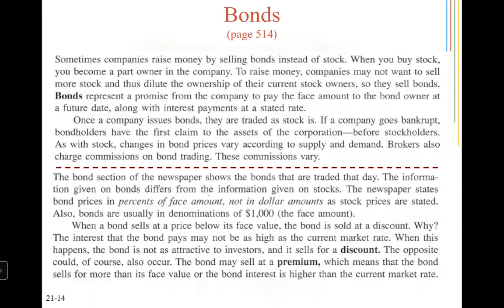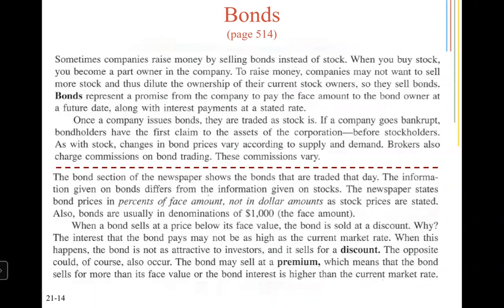Why? The interest that the bond pays may not be as high as the current market rate. When this happens, the bond is not as attractive to investors and it sells for a discount. The opposite could of course also occur. The bond may sell at a premium, which means that the bond sells for more than its face value, or the bond interest is higher than the current market rate.